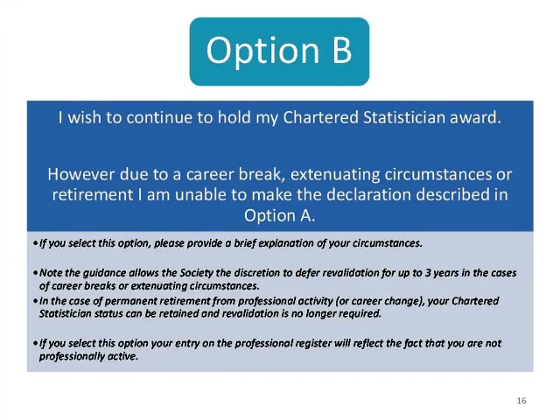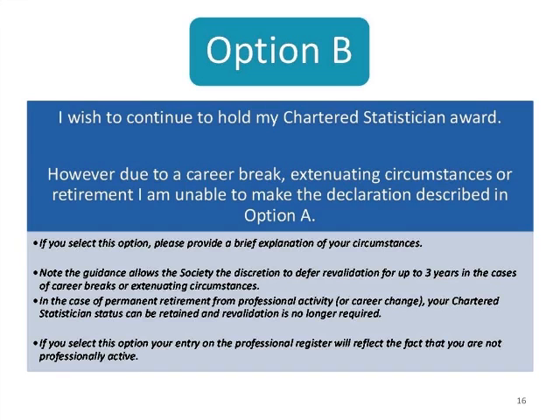On slide 16, we describe option B. So again, I'll read out the option. I wish to continue to hold my Charter Statistician Award. However, due to a career break, extenuating circumstances or retirement, I am unable to make the declaration described in option A. Now, as indicated on this slide, if you select this option, you need to provide a brief explanation of your circumstances.